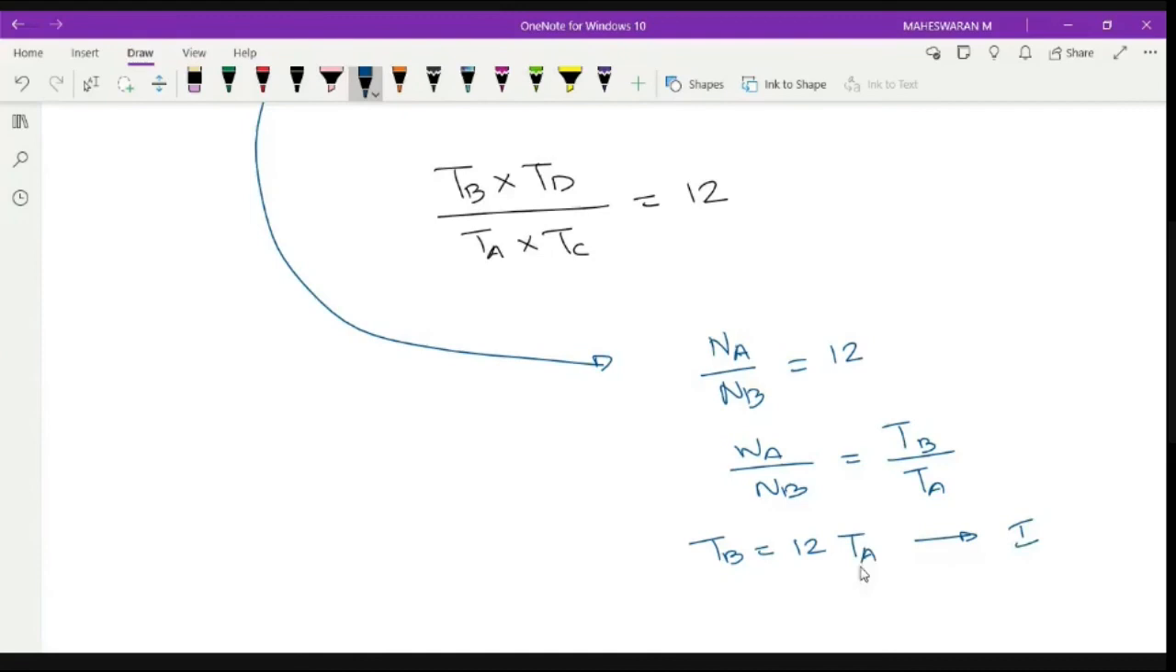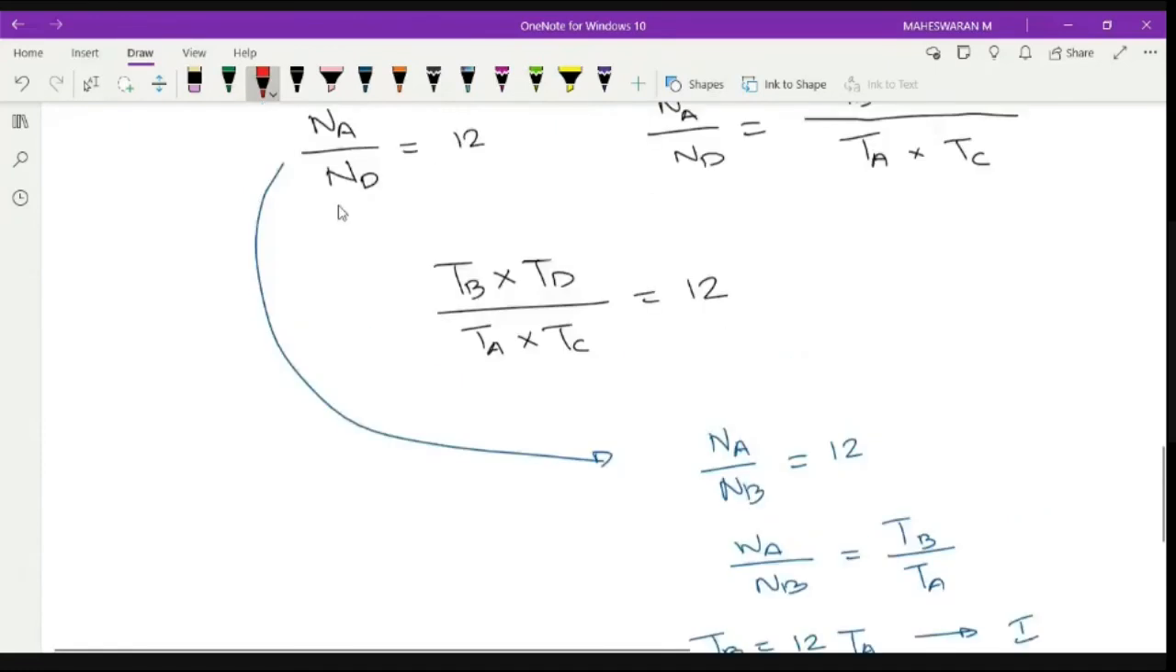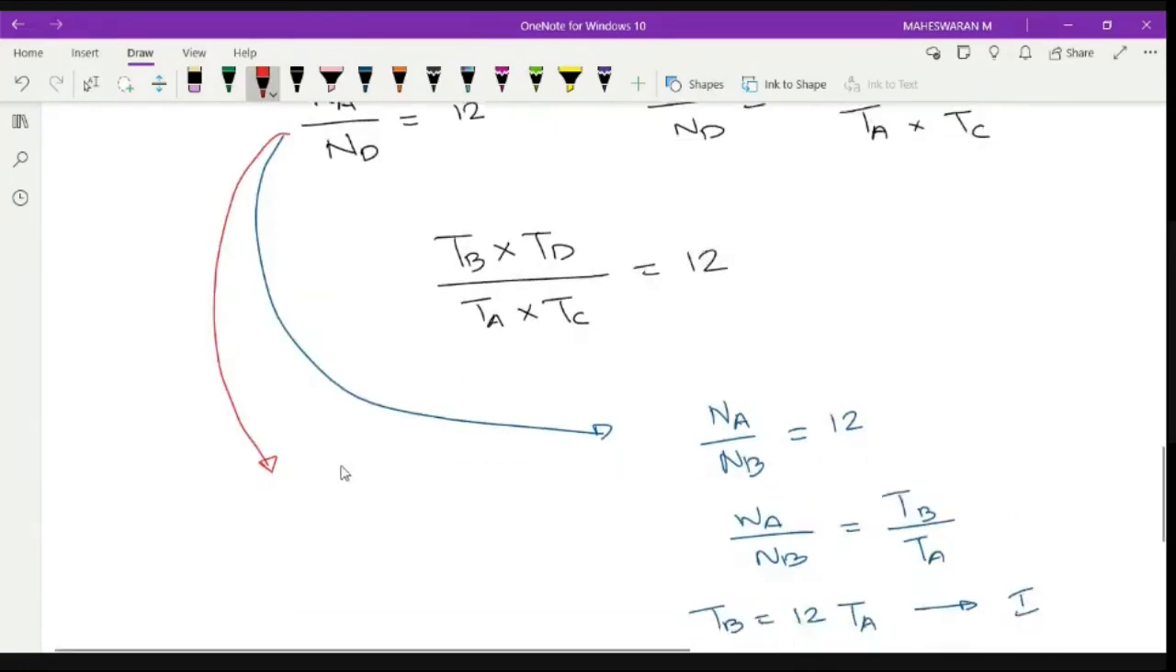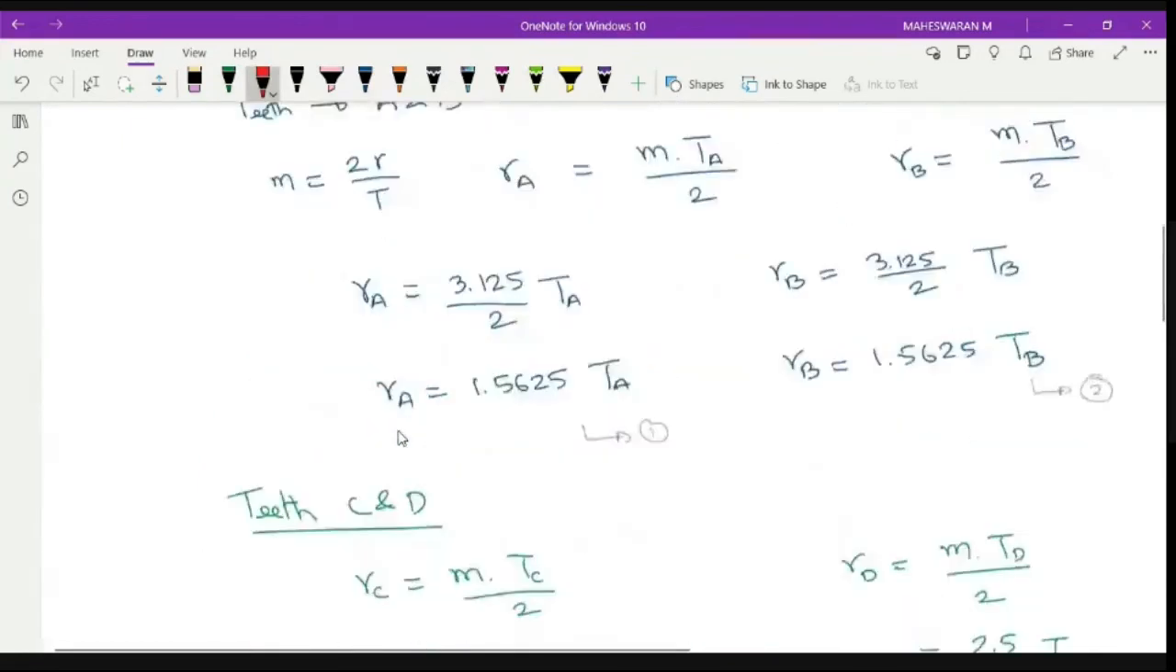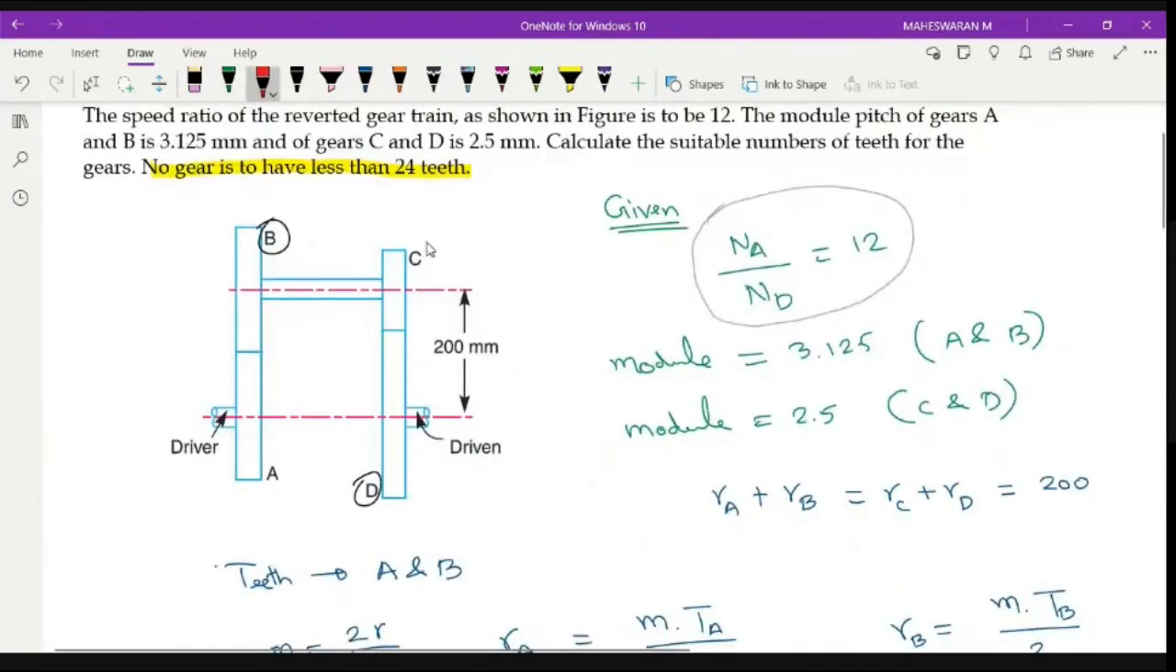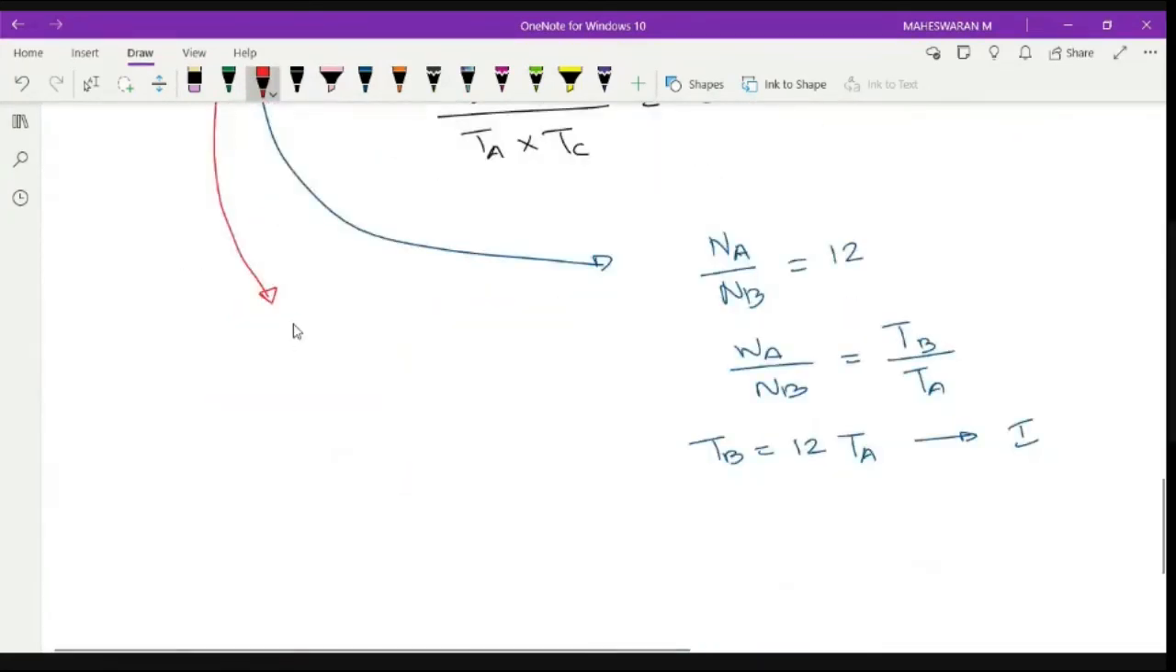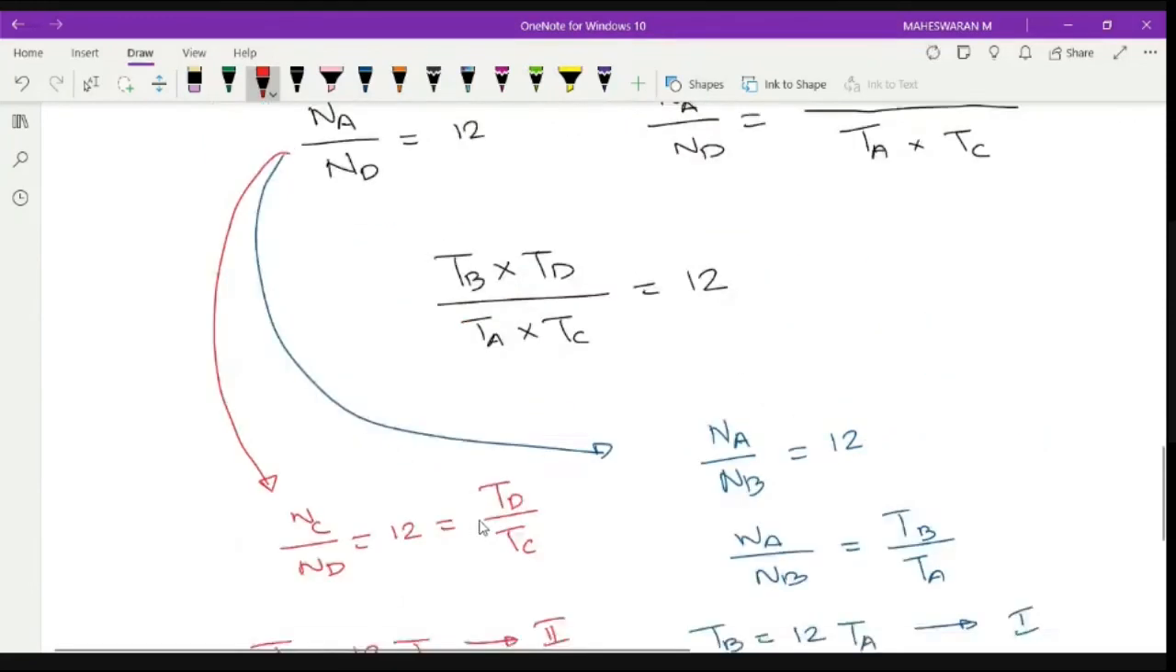Let me consider it as the first equation. Similarly, let me proceed in another way. We got driver and driven here. C is driver and D is your driven. So NC by ND equal to 12, which is nothing but TD by TC, which means TD is equal to 12 times of TC. Let me consider this as the second equation. Now, can you substitute it in this formula?